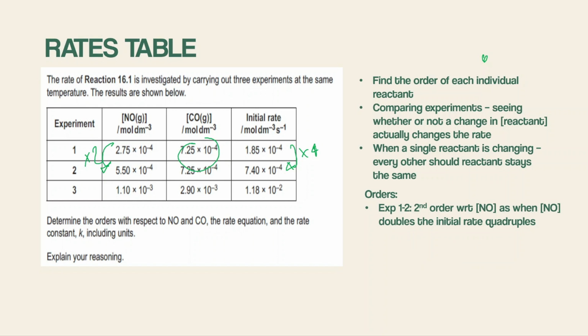So here's how you'd write down the answer. Experiments 1 and 2, I've stated which experiments I've gotten my data from. Second order with respect to the concentration of NO, as when the concentration of NO doubles, the initial rate quadruples. Simple.